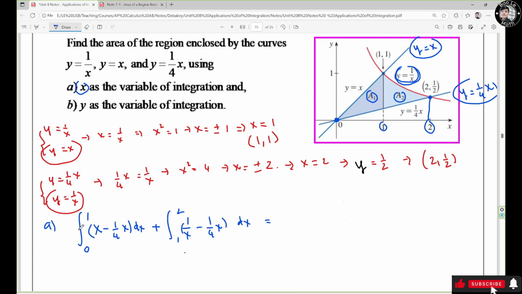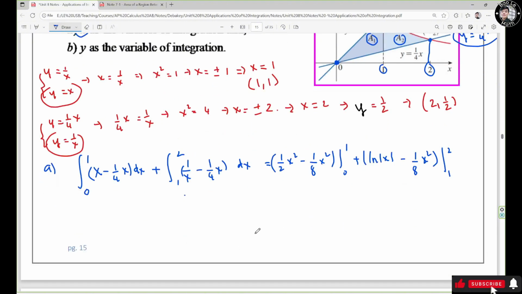Alright, now take the antiderivative of each of these, so it's going to be 1/2 s squared minus 1 over 8 s squared, right? Evaluated from 0 to 1, plus the antiderivative of 1 over s, which is the natural log of the absolute value of s, minus 1 over 8 s squared, evaluated from 1 to 2, right? So you're going to simplify this one.